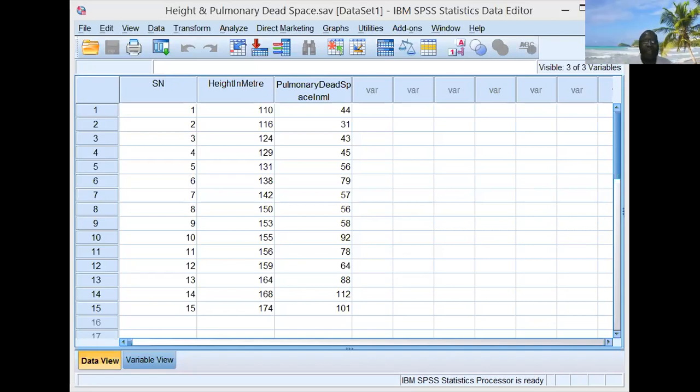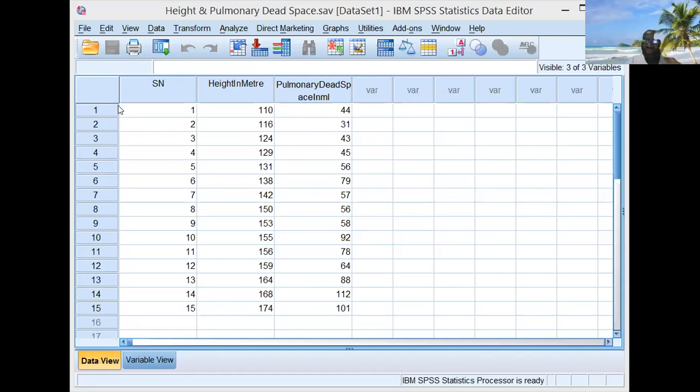Now, you know that if you are to talk about dead space, it will be the y, the dependent variable, while the height will be the independent variable, because the dead space will depend on the height of the child.